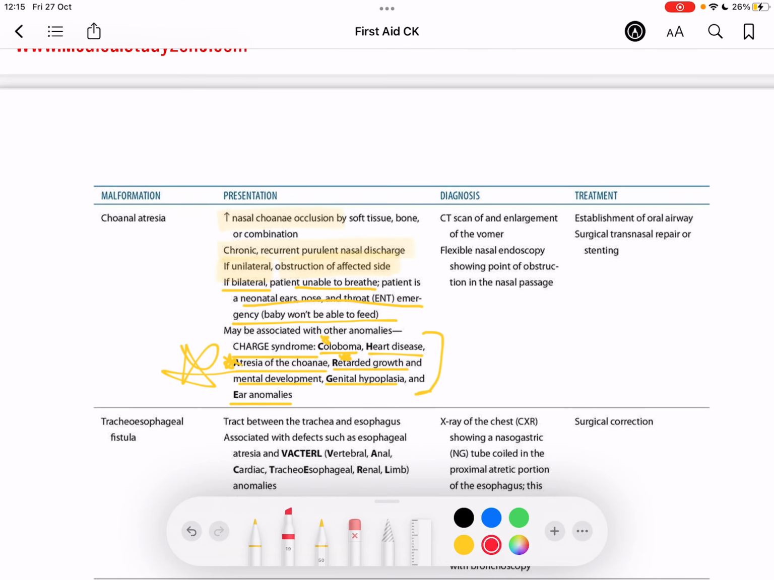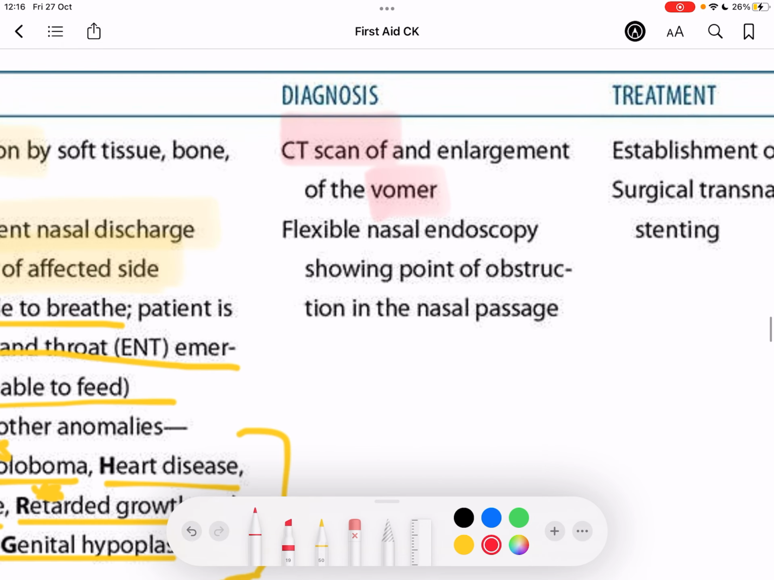How do we diagnose choanal atresia? Well, we would start off by doing a CT scan, and that will show usually an enlargement of the vomer. But the actual proper way to diagnose this, the diagnostic test, is doing a flexible nasal endoscopy, and that will just show your point of obstruction.